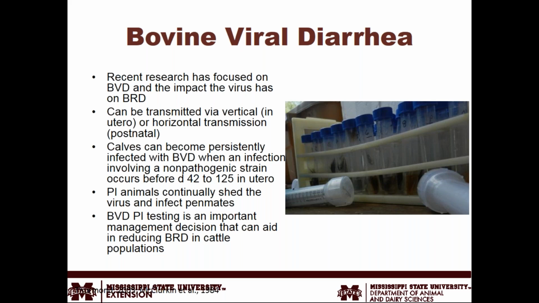So I said we'd talk a little bit more in detail about BVD. BVD can be transmitted via vertical transmission, so that calf can catch BVD while it's still in utero, or horizontal transmission, so one calf can give it to another calf. The reason that we focus on BVD is because those calves that are infected in utero actually become persistently infected with that virus. That involves a non-pathogenic strain that occurs between day 42 and 125 while that calf is still gestating in its mama's belly.